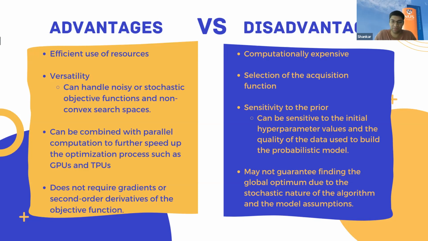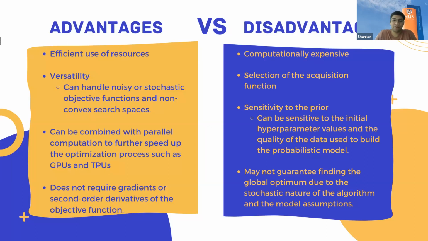So this means that the probabilistic models used in Bayesian optimization can be computationally expensive to train and evaluate, particularly for large data sets and complex models. Secondly, the choice of acquisition function used in Bayesian optimization can impact the results. Different acquisition functions can lead to different trade-offs between exploration and exploitation, and selecting the right acquisition function can be quite challenging.